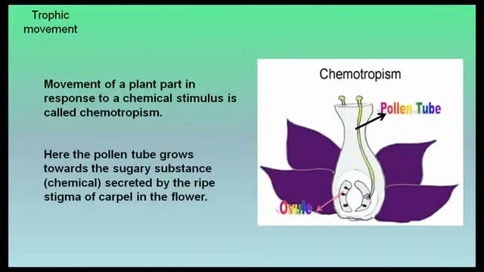Chemotropism. Movement of a plant part in response to chemical stimulus is called chemotropism. Here, the pollen tube grows towards the sugary substance, which is a chemical, secreted by the ripe stigma of carpel in the flower.